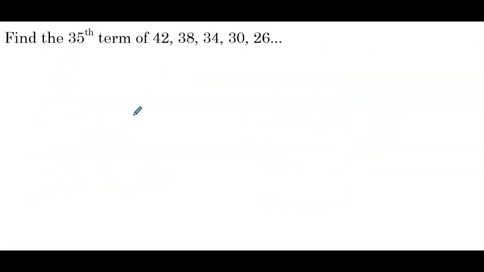Find the 35th term of 42, 38, 34, 30, 26, continuing on. So here they just gave us the sequence, and we want to find the 35th term. It is arithmetic because there is a common difference. Right? If we look, we're subtracting 4 to go from one term to the next consistently. So the common difference is -4.